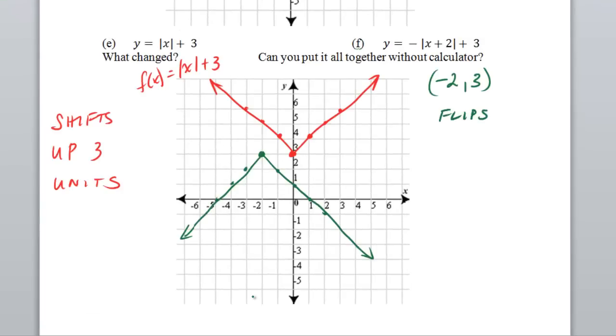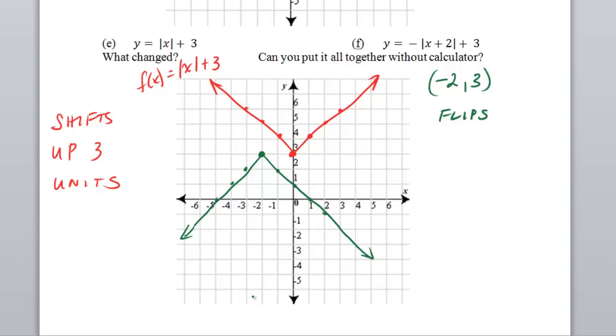Okay, so hopefully you had the opportunity to do parts E and F. And what I'm going to show you here is part E is in red, and you can simply see that adding 3 outside of the absolute value bars just simply makes the graph slide up 3 units. So we shifted that up 3 units.